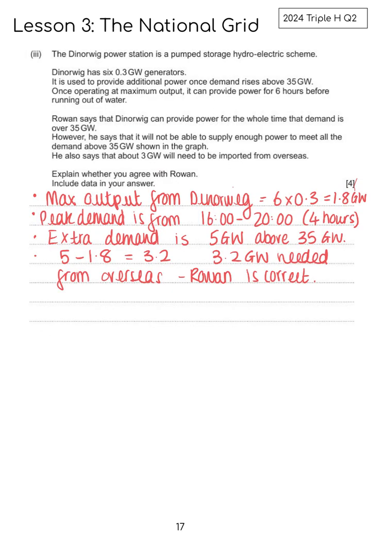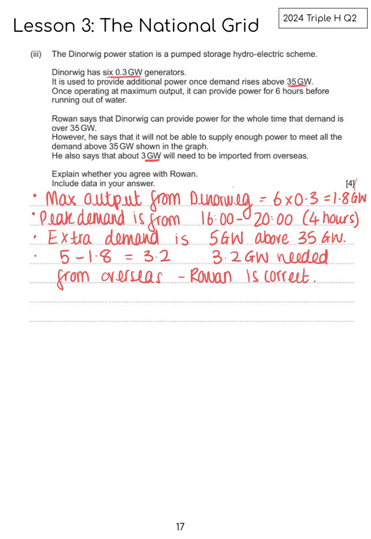For part III, we are talking about one specific power station. It has 6 0.3 gigawatt generators, and it is used to provide that additional power once the demand goes above the 35 on the diagram on the previous page, and it can run for up to 6 hours before it runs out of water. Rowan says that this power station can provide power for the whole time. However, it won't provide enough power to get above 35 gigawatts shown in the graph, and you need about 3 gigawatts from overseas. Is he correct?